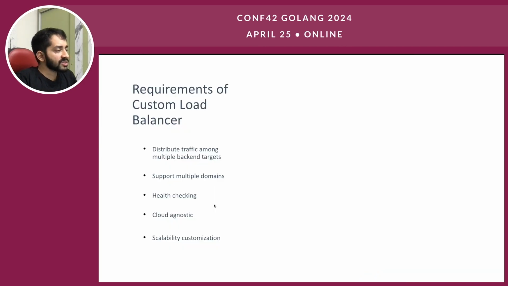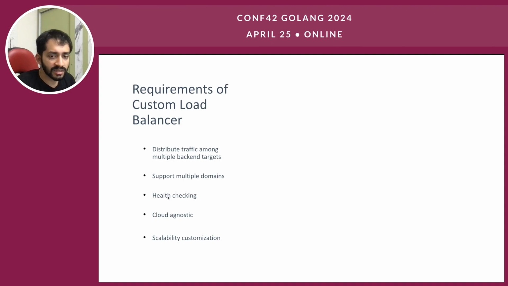So what are the requirements of our custom load balancer? You could possibly add more features that we could support using our custom load balancer, but to begin with, we'll look at some basic features that we want to support. The primary one would be to distribute traffic amongst multiple different backend targets. Our custom load balancer should not be limited to any given domain. We should support multiple domains. So we should have one load balancer that can route traffic to multiple different domains and paths among them.